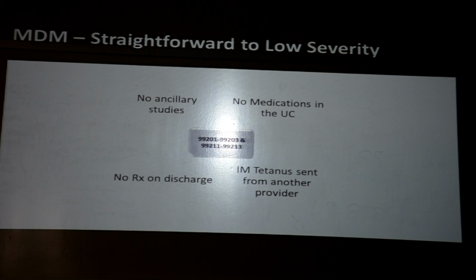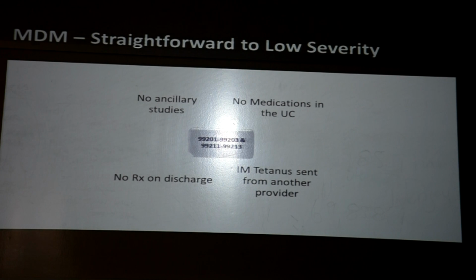So let's talk a little bit about how we get to these levels, what type of patient. So straightforward or low severity patient. Remember that a level 4 service in the urgent care is moderate. So a patient that comes in and needs no studies, you're not giving any meds, there's no prescription on discharge, maybe you've given them a tetanus shot and that's it. That's going to be your lower levels of service.